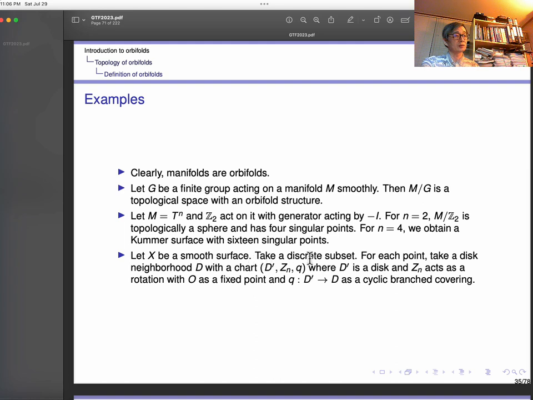So you take some smooth surface, and you take a discrete subset, and for each point we take a disk neighborhood with this chart D' → D/G_n → Q, where D' is a disk and G_n acts as a rotation with 0 as a fixed point. And then we let Q be this D' to D as a cyclic branch cover. So you forget the usual chart, but you replace it with this chart. Okay, so then this point becomes a singular point, just by switching the chart. This is actually called the cone point type. So this will become a cone point, a singular point.